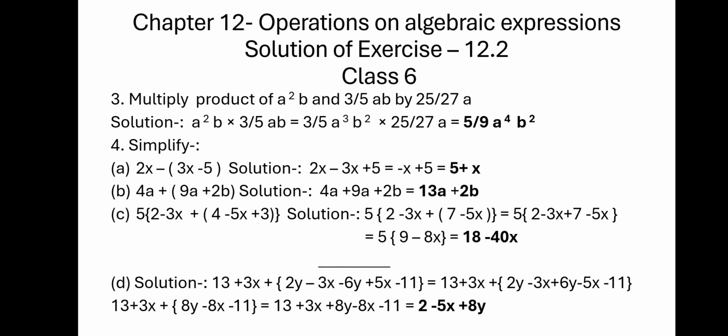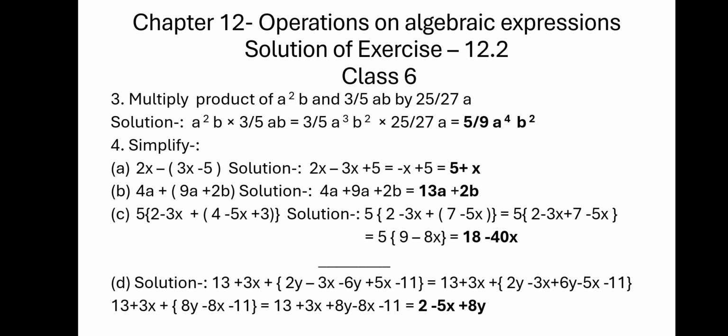5 into bracket 2 minus 3x plus into bracket 4 minus 5x plus 3, brackets complete. So 5 into curly bracket 2 minus 3x. Now we will first solve the round bracket, that is 4 plus 3 is 7 minus 5x, and then we have to solve the curly bracket, that is 2 minus 3x plus 7 and negative 5x. We have solved that round bracket. I have taken those two terms in the curly bracket, because there is an addition sign, there is no change in that.